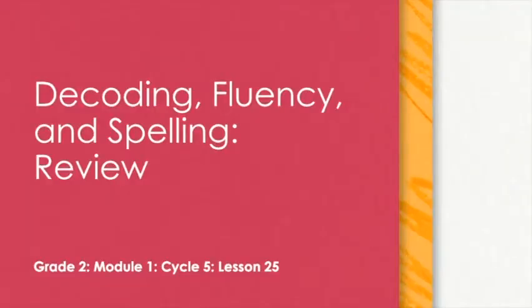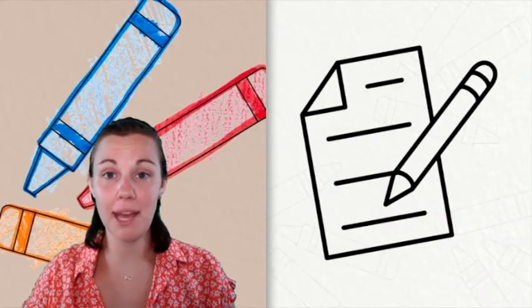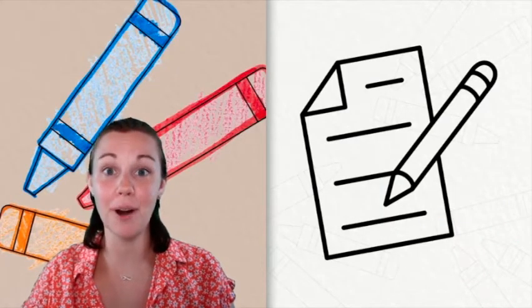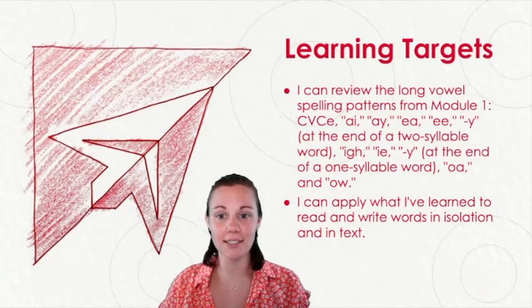Today we'll be reviewing our decoding, fluency, and spelling. This is Module 1, Cycle 5, Lesson 25. Materials! You'll need paper and pencil to help you review all of our words today. Follow along as I read our learning targets.